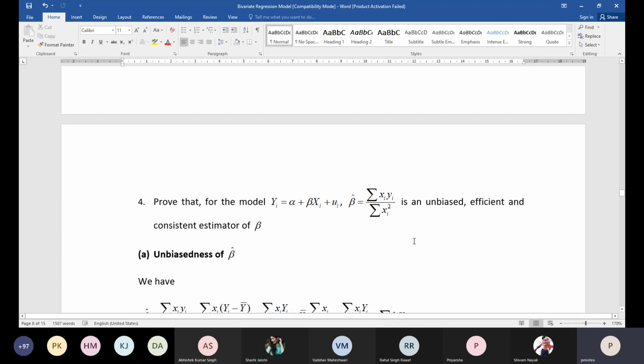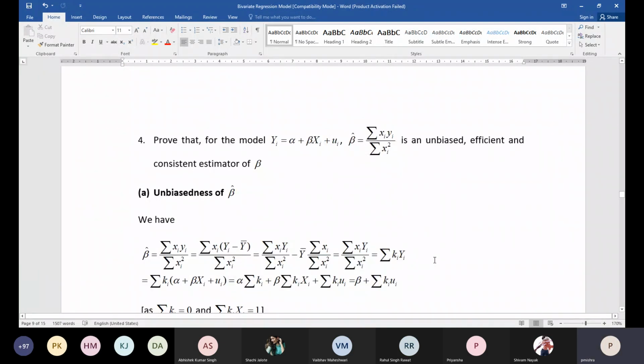So first, what we need to do is see if beta hat is an unbiased estimator. We will say beta hat is an unbiased estimator of beta provided the expectation of beta hat is equal to beta. Now, what is beta hat? You know beta hat is equal to summation of small xi yi divided by summation of small xi square.